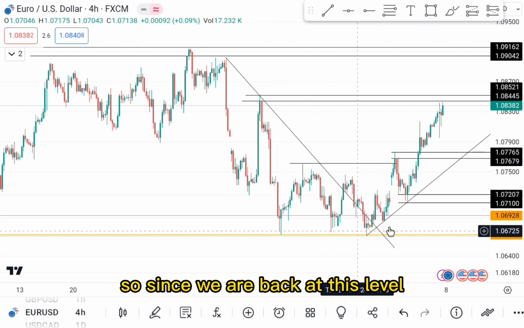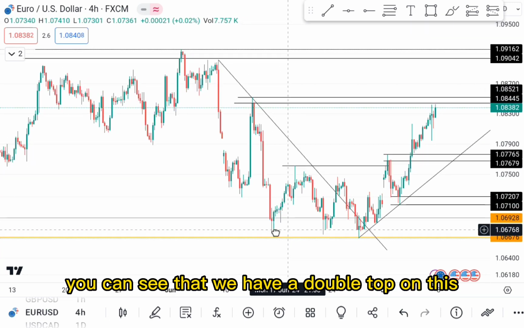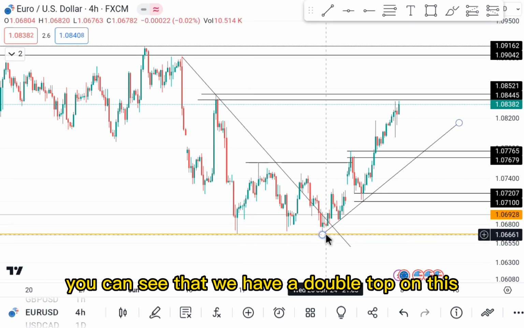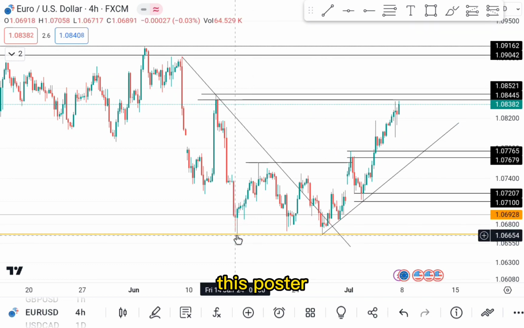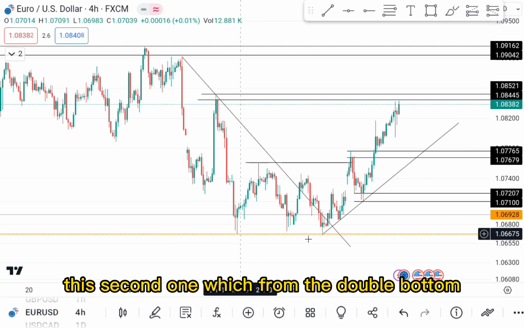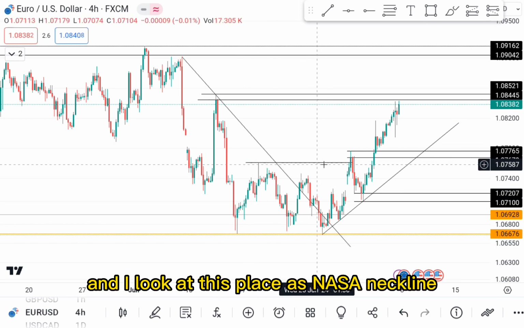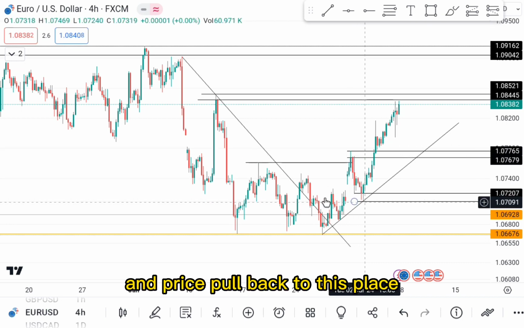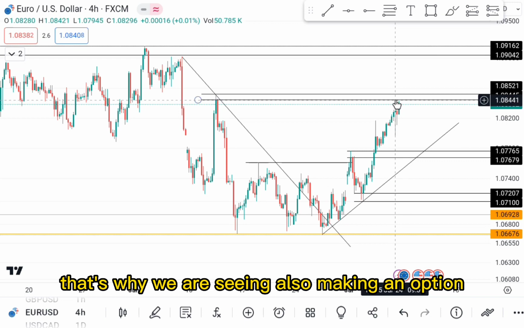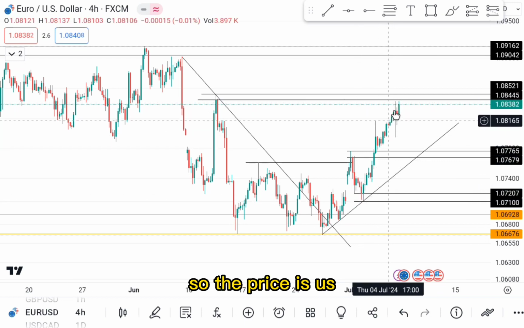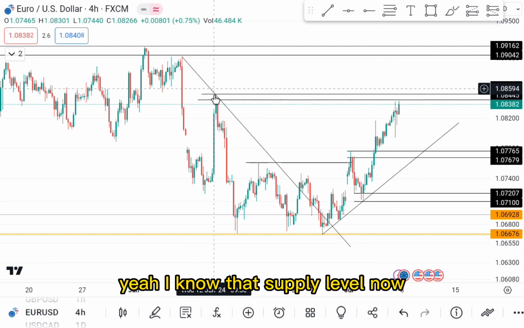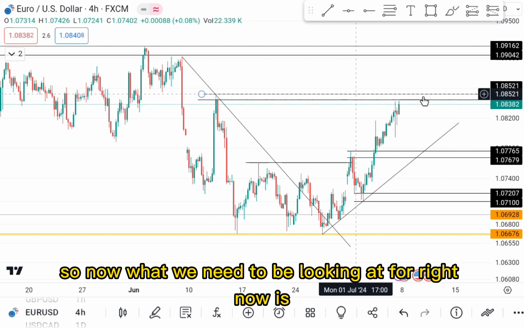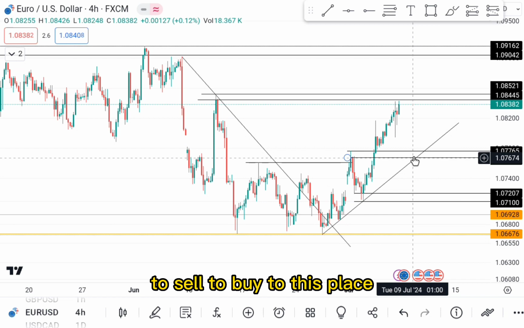So since we are back at this level, you can see that we have a double tap on this first tap, this second one, which forms a double bottom, and I look at this place as our neckline. Since the neckline is broken and the price pulled back to this place, that's why we are seeing us making an uptrend. So the price is at another supply level now. What we need to be looking out for right now is to sell back to this place.